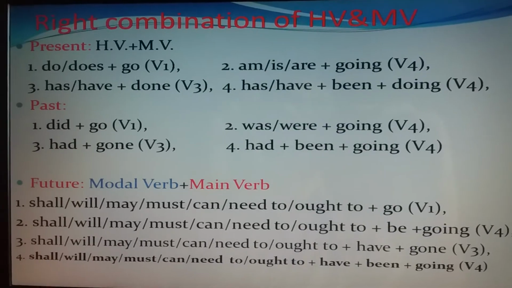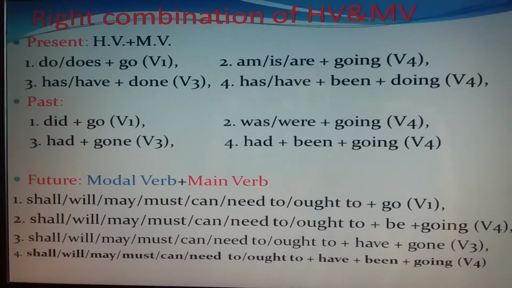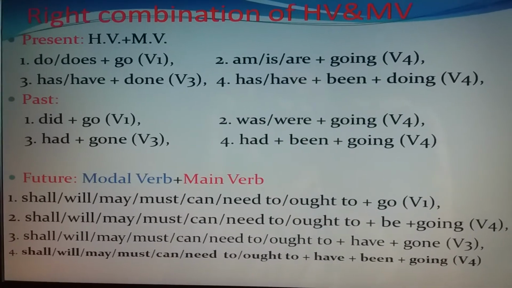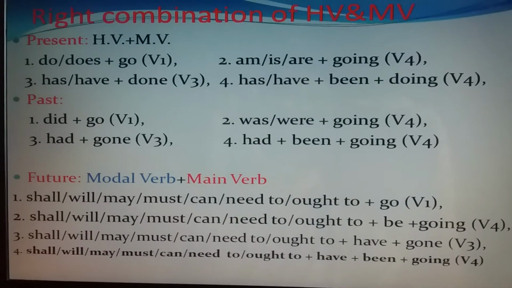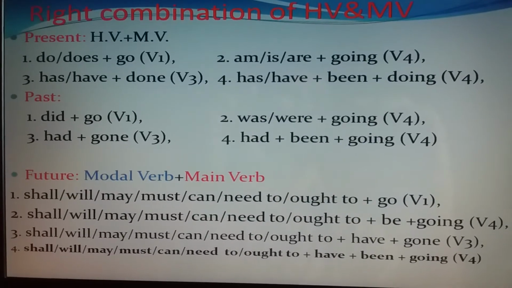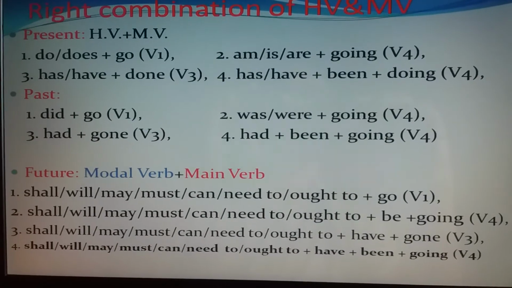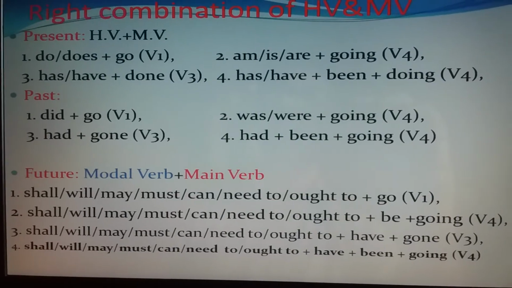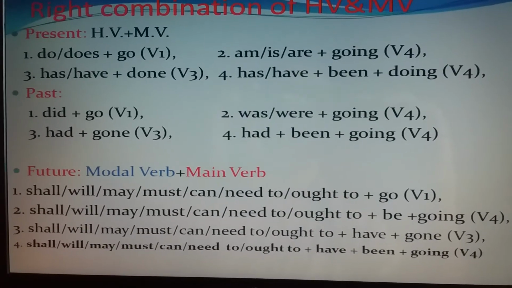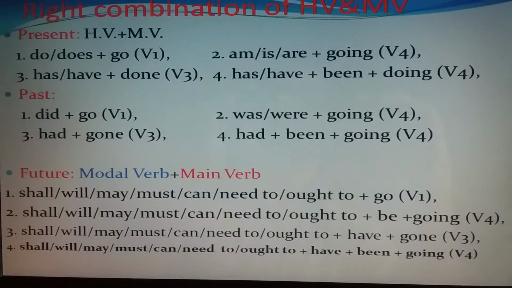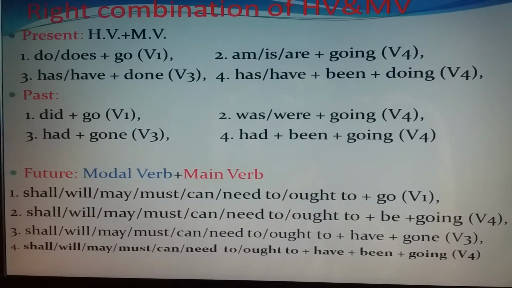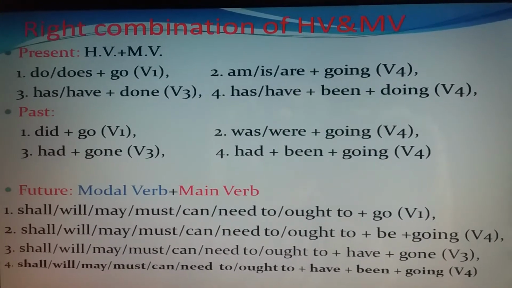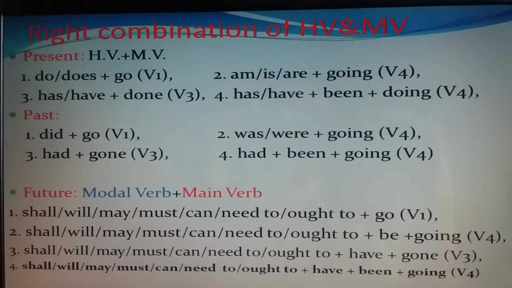If you know this, if you remember this right combination, you will never make any kind of mistake while speaking and also writing. And the fourth variety in the present, has or have plus been plus doing, that is V4. And let us move on to the past kind of situation. Do plus go, did plus go here. In place of do or does, we will take did. When you write or speak the sentence, did plus go, somebody will say, they did not came. That is wrong. They did not come is right.